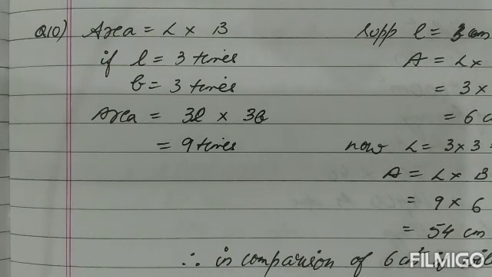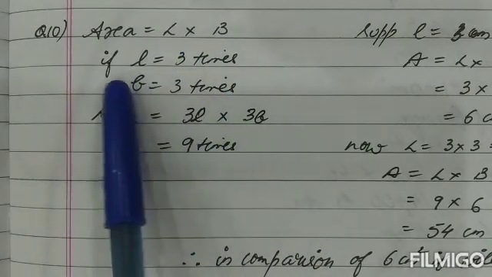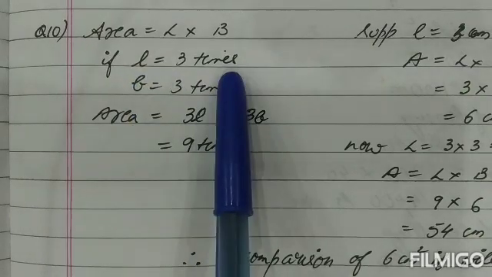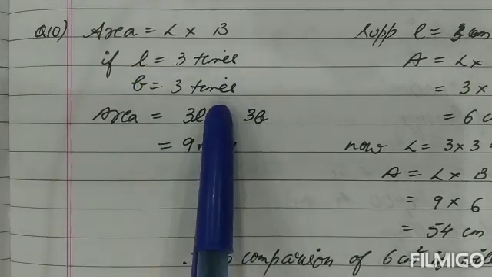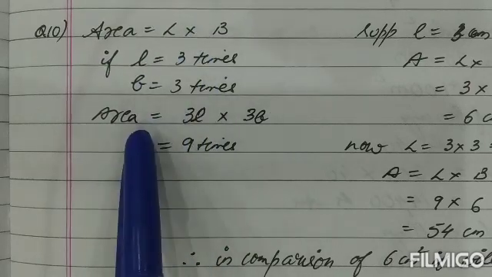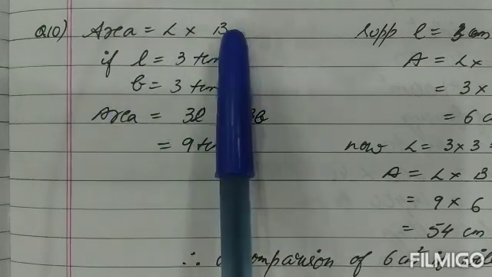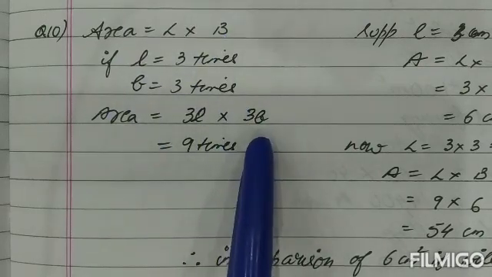Question number 10, children. What will happen to the area of a rectangle if its length and breadth both are trebled? Trebled means 3 times, children. Area is equal to length into breadth. Length is becoming 3 times and the breadth is also becoming 3 times. That means I can take, if my length is L, so now it will become 3 times, means 3L. And if my breadth is B, children, now it will become 3 times, that is 3B.